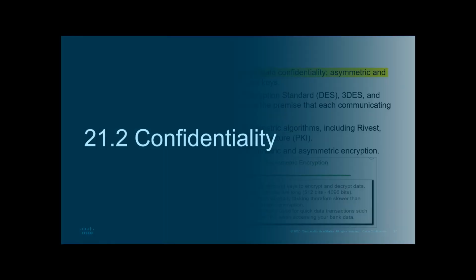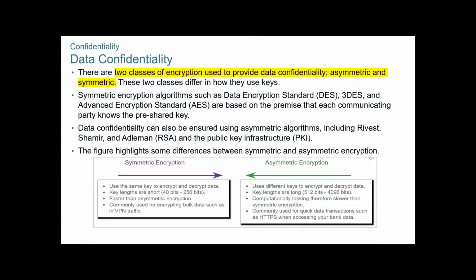Then confidentiality, data confidentiality. The curriculum talks about two ways of encryption, pretty much self-explanatory: symmetric encryption. And then we got to start talking about keys here. You use the same key to encrypt and decrypt data. It is faster, obviously, because the keys are shorter. If you have bulk data, the curriculum talks about that you might use symmetric.